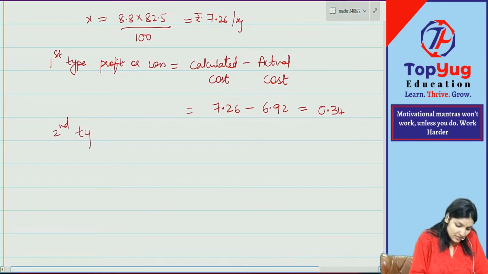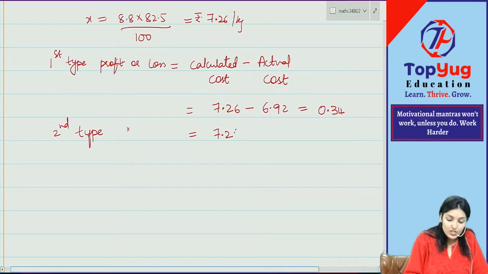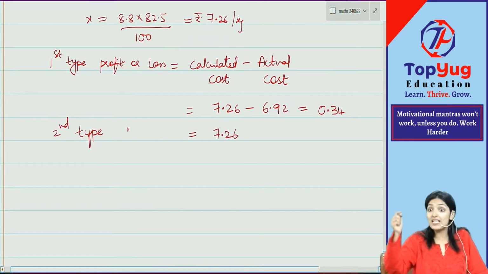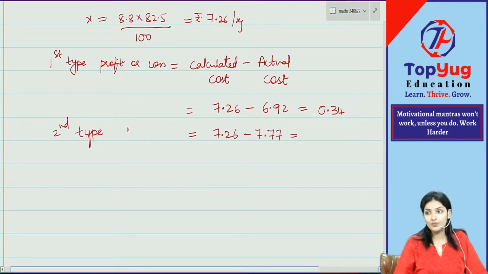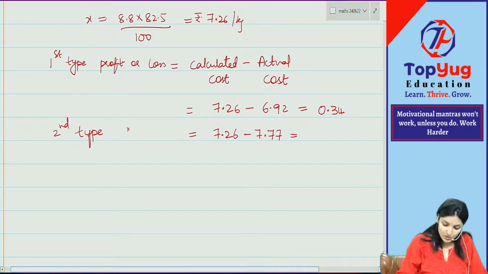Similarly, second type. Okay. So 7.26 is what you have calculated. But what is the actual cost you are bearing? 7.77. So what is it? 0.51. So shall I write 0.51 like this?